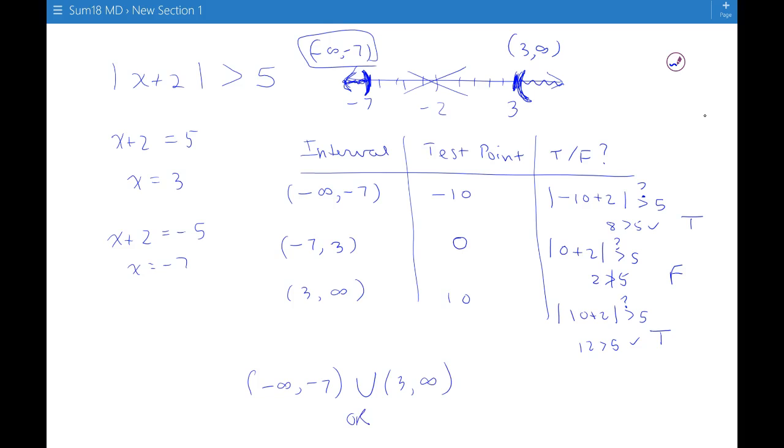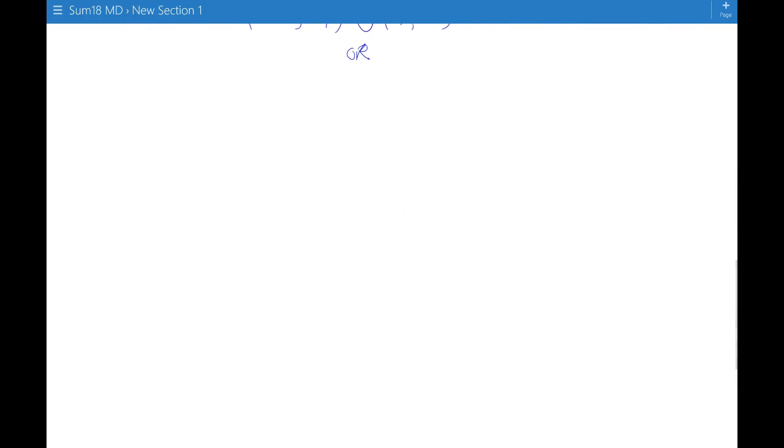This union stands for the word or: any number smaller than -7 and any number greater than 3, any of those numbers will work as solutions to this given absolute value inequality. So this is my preferred way of solving these absolute value inequalities, but you can also do them another way, which a lot of students have learned before. So let me just write it again.